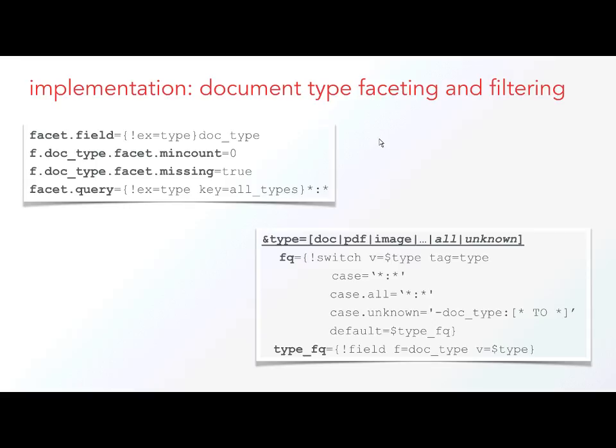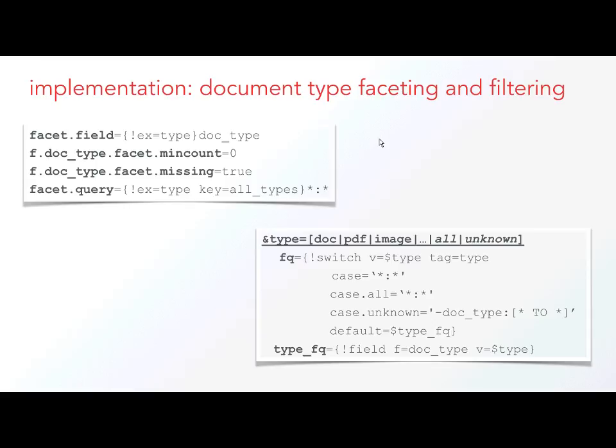Now, how do we define that type? Where you say EX equals type there, that keyword type maps to what you see in the bottom right box here: tag equals type on that FQ. That tag equals type tags that filter with a particular keyword, type in this case, and it is what gets excluded from those other faceting options.